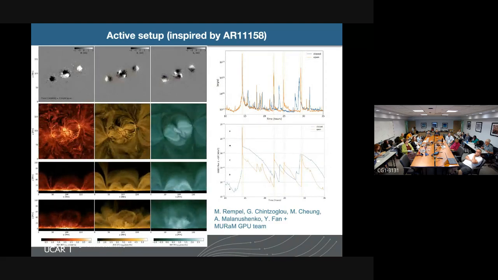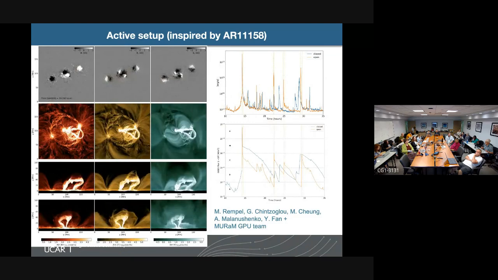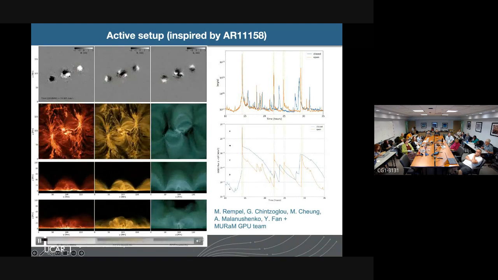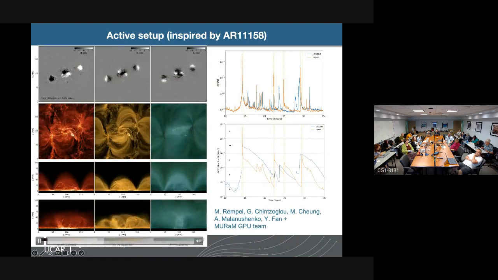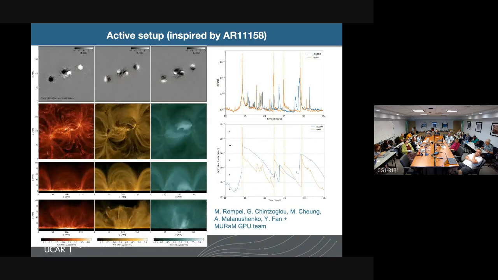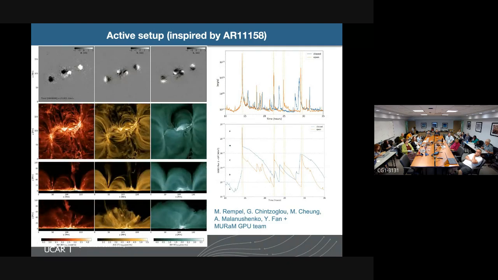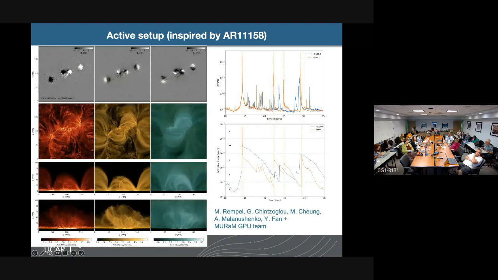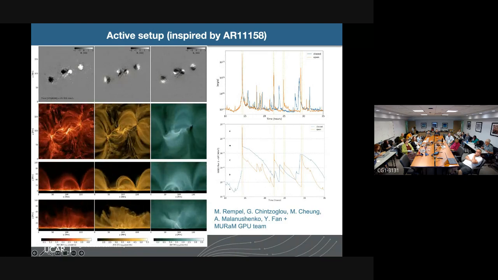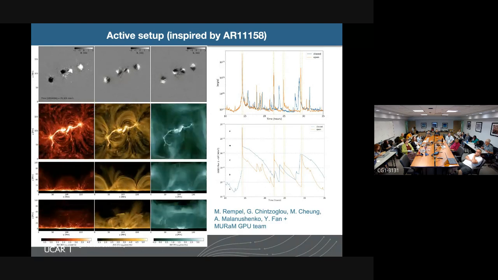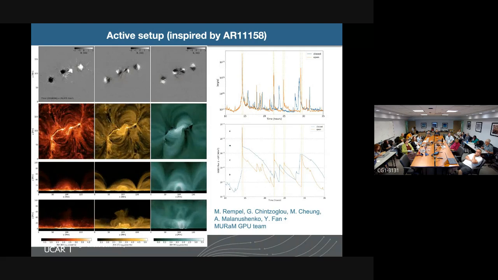This is just an example of a very recent simulation which was inspired by AR1115A, where we essentially set sunspots on a collision course. And this is the first simulation where we actually successfully produced an X5.6 flare. And the bottom panel shows here actually the computed soft X-ray emission. So you can, from these simulations, compute soft X-ray and classify based on that.